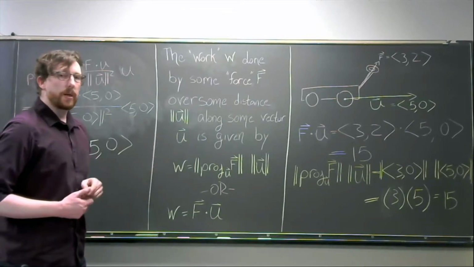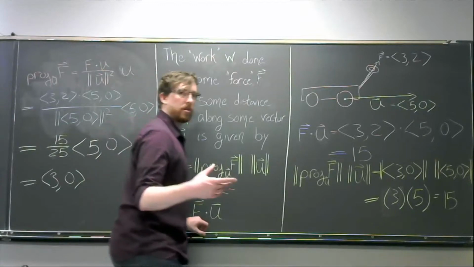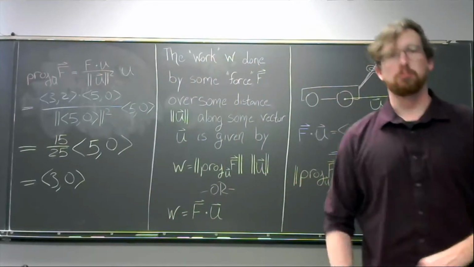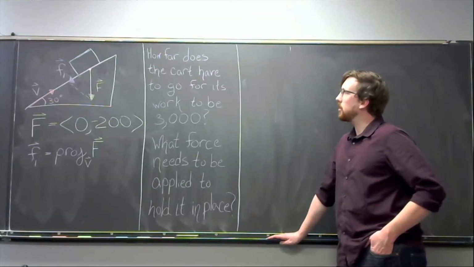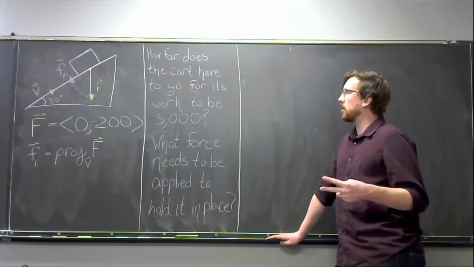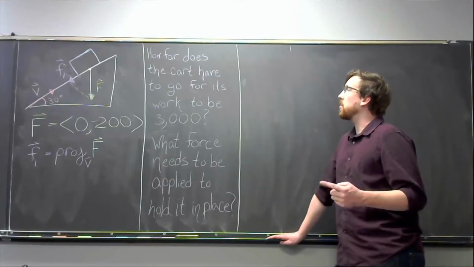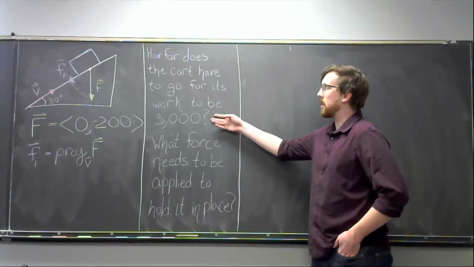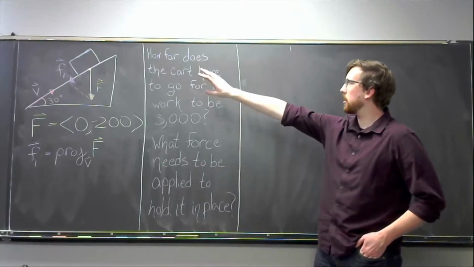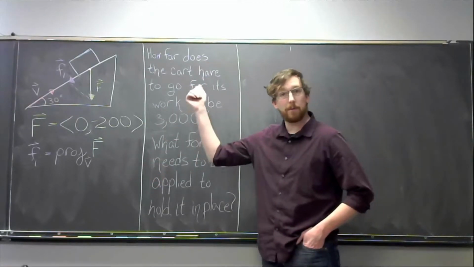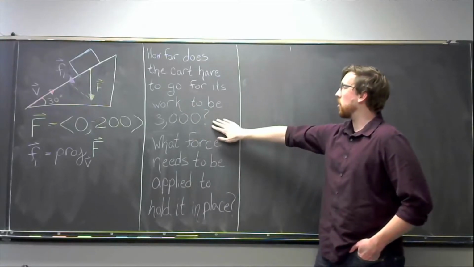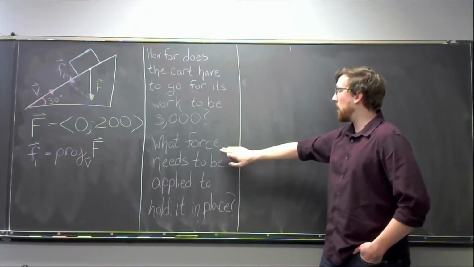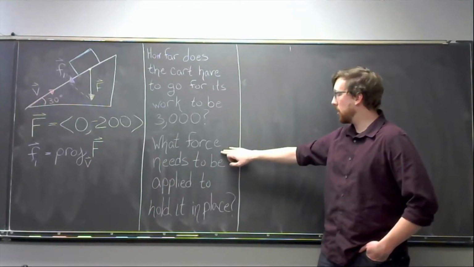So let's look at another example now. Let's see if we can better understand this with something else, how else we might use it. Okay, so in this question we've got two different things going on. One of the things we want to find is how far our object has to slide down or up the hill in order for its work to be equal to 3,000. The other thing we want to find out is how much force needs to be applied to hold it into place.